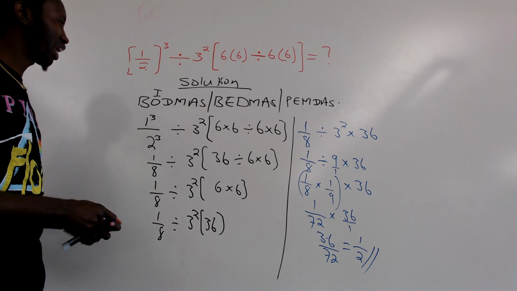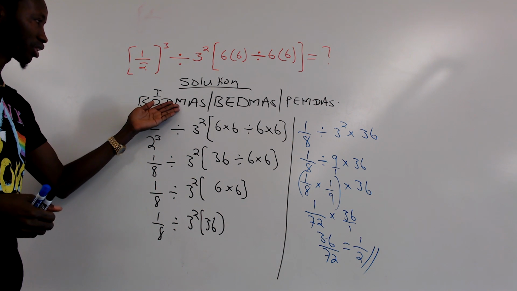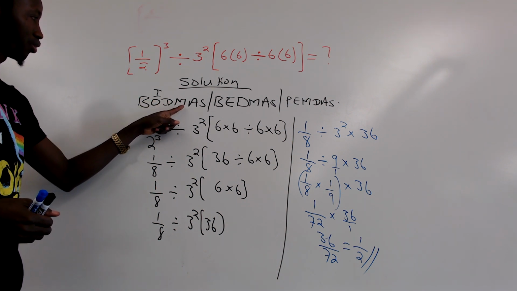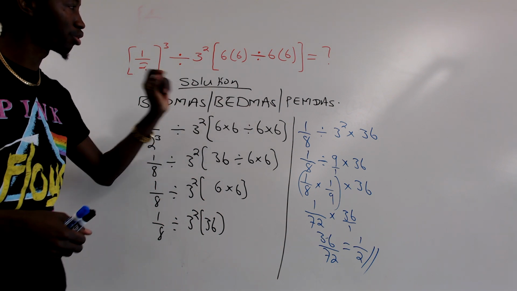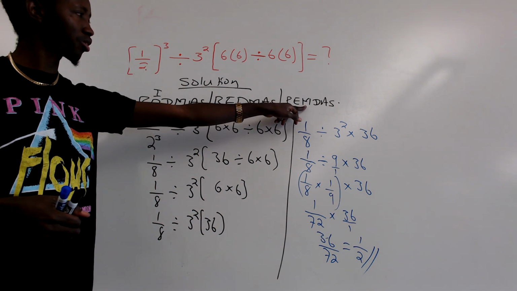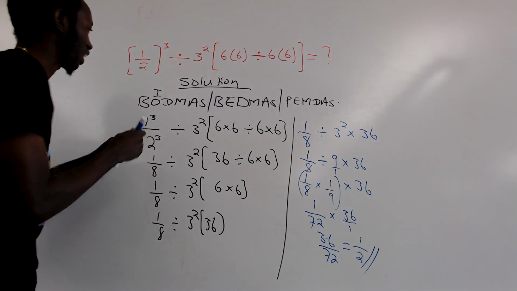So in further, we have to follow the steps. We divide, we multiply. Here you can see division comes first before a multiplication. The second one, division comes first before a multiplication, while for PEMDAS, a multiplication comes first before the division. So the multiplication and division will be our target here.